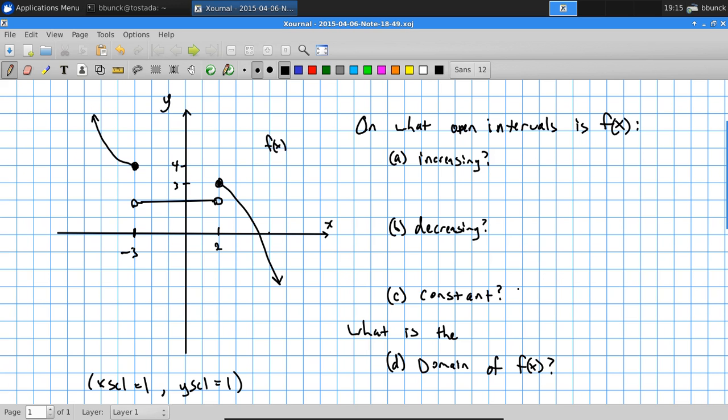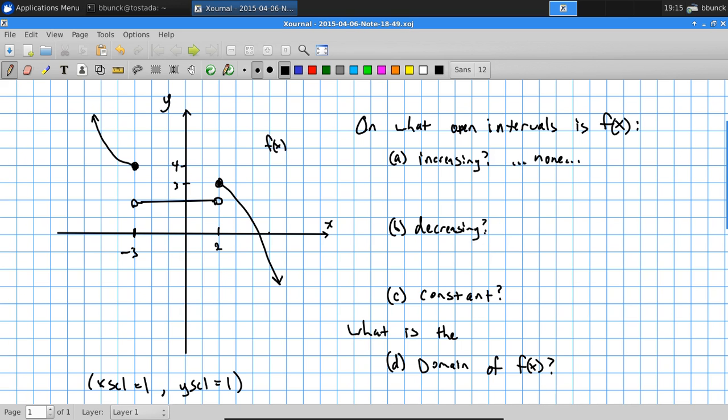So in this example, let's start with increasing. If you look at this graph from left to right, it's never increasing. It's never going up from left to right. We read graphs often like we read books, or sentences in English, I guess, from left to right. So this function's never increasing. So as far as the answer, on what intervals is it increasing? None. There are no intervals.